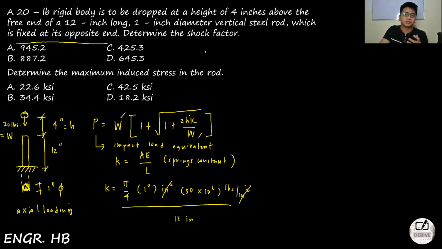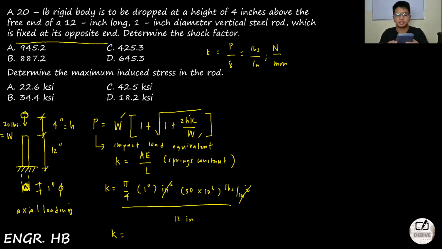Bakit? Springs constant is derived from the ratio of the force over the deflection, which is force is in pounds and deflection in inches. In English unit, kapag metric naman, it is Newton per mm. So our K is to be expected on the pounds per inch unit.